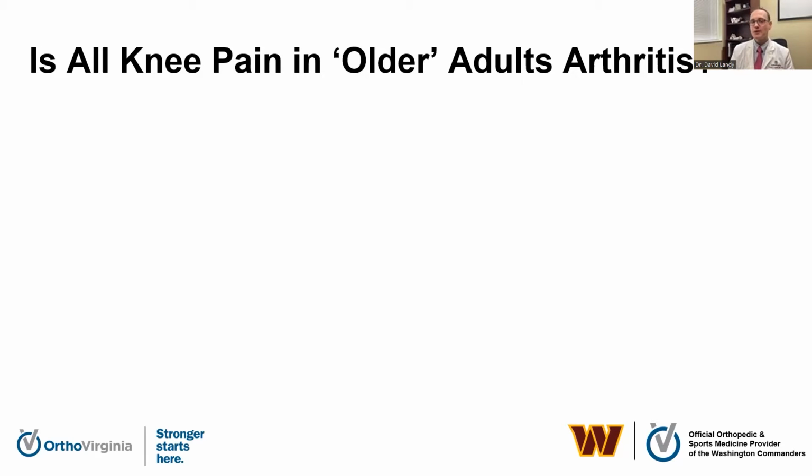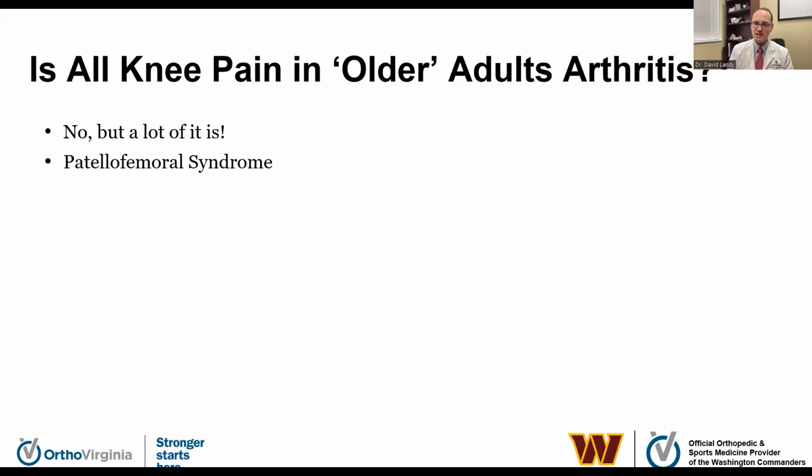So, is all knee pain in older adults due to arthritis? No, but a lot of it is. So what are some other things that can cause knee pain that's not arthritis? Well, patellofemoral syndrome, also known as runner's knee. It's a bit of a catch-all term for anterior knee pain that's thought to be coming from a mismatch between the strength and ability to move and extend the knee and how much you actually have.